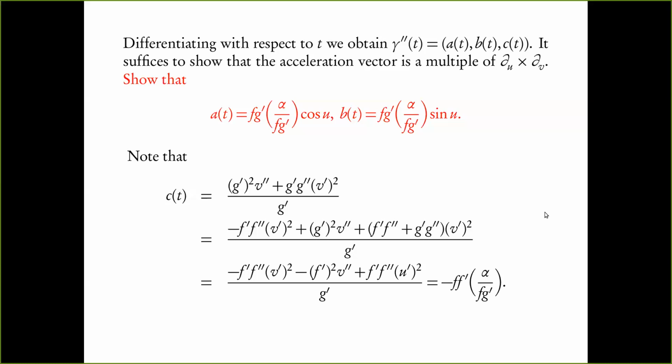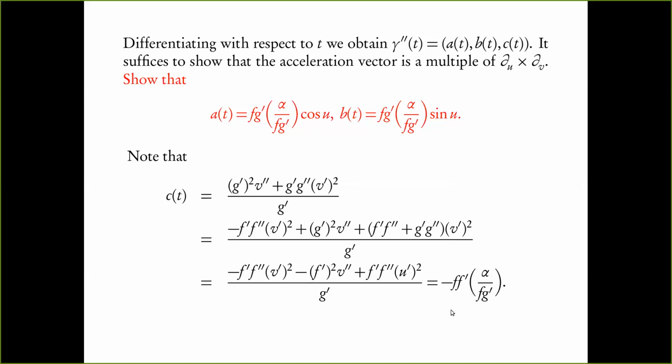Given two vectors, you calculate the cross product. On the other hand, you can simply calculate second derivatives of some curve in R3. So this is what you get. It looks like alpha over fg prime is the common scalar in all three quantities, right? If you remove alpha over fg prime from A, from B, and from C, what are you left with? You're left with fg prime cosine u, fg prime sine u, minus f prime.